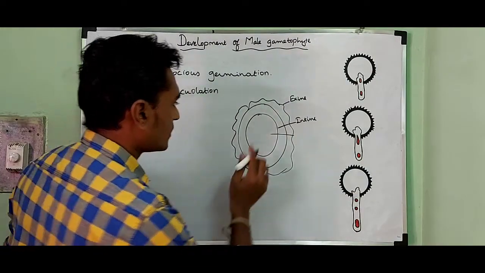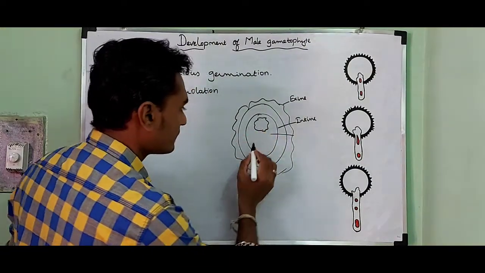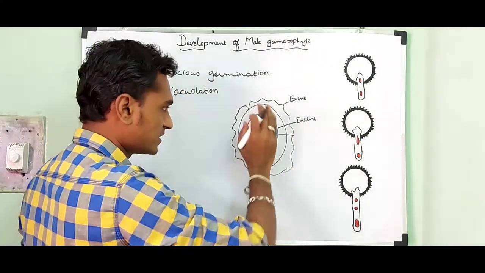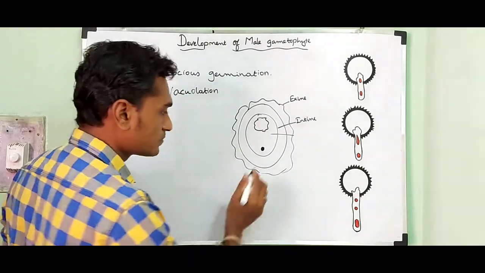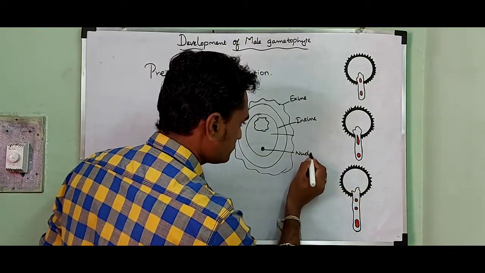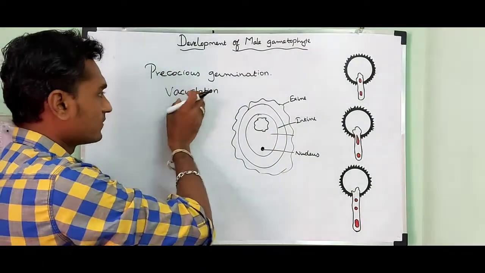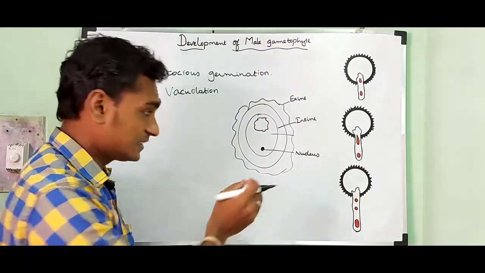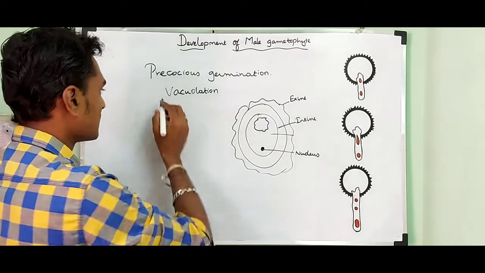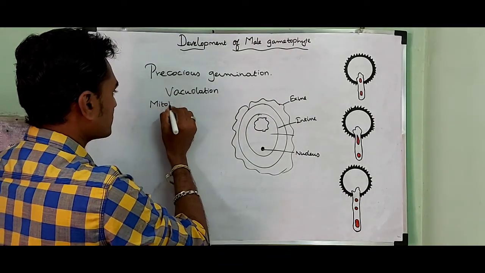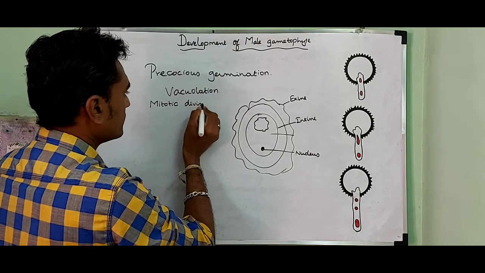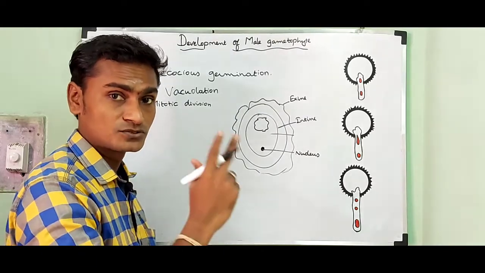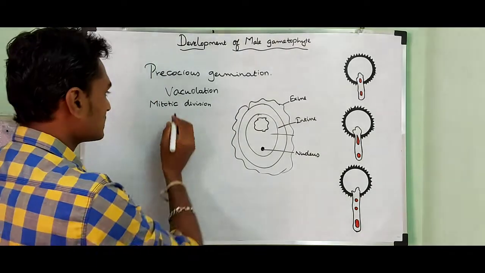Due to the formation of a large central vacuole, the nucleus of the pollen grain is pushed towards the periphery. Okay, as soon as the large vacuole is formed, the nucleus of the pollen grain is pushed towards the periphery. That process of vacuole formation is what we call vacuolation. The nucleus has moved towards the periphery. Then this nucleus undergoes mitotic division, and it results in the formation of two unequal cells.